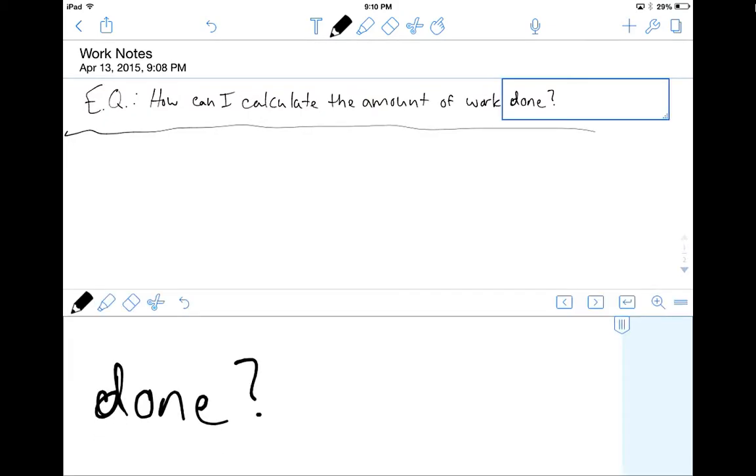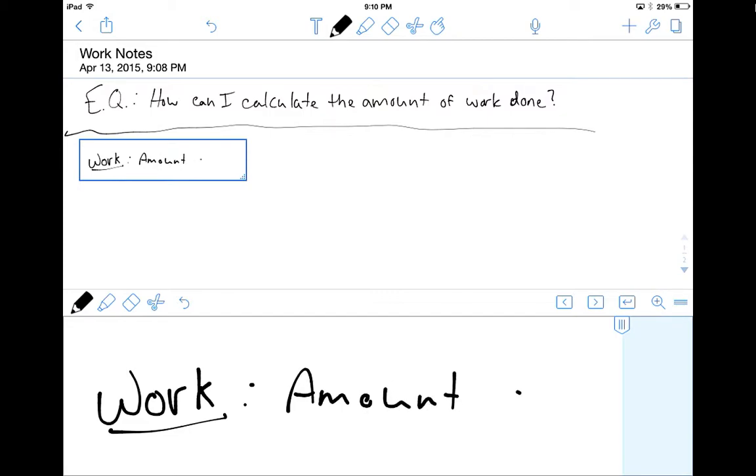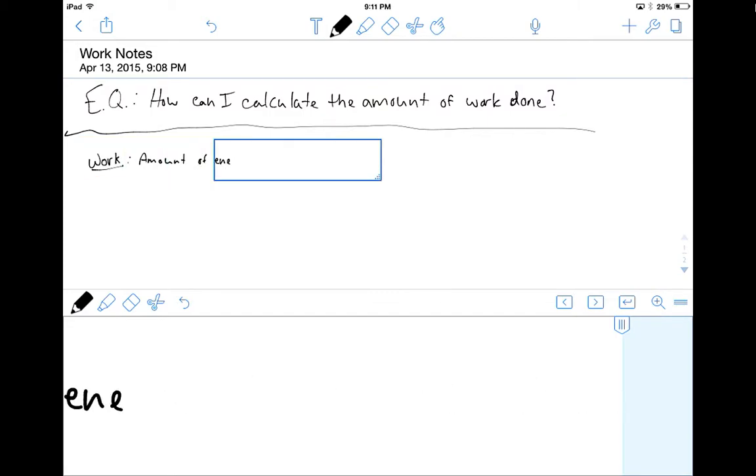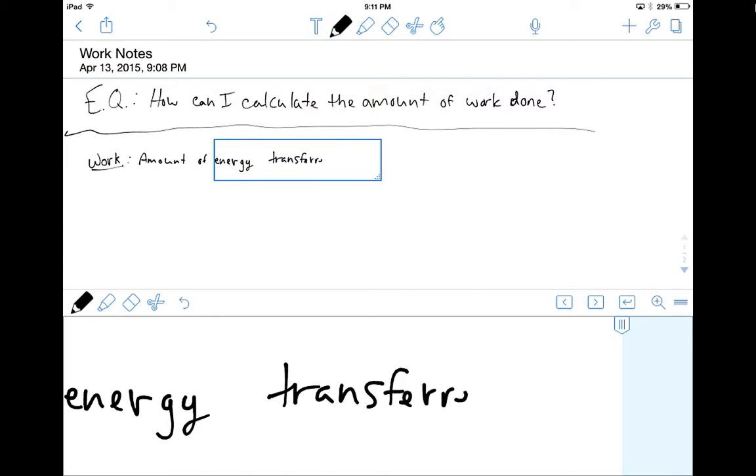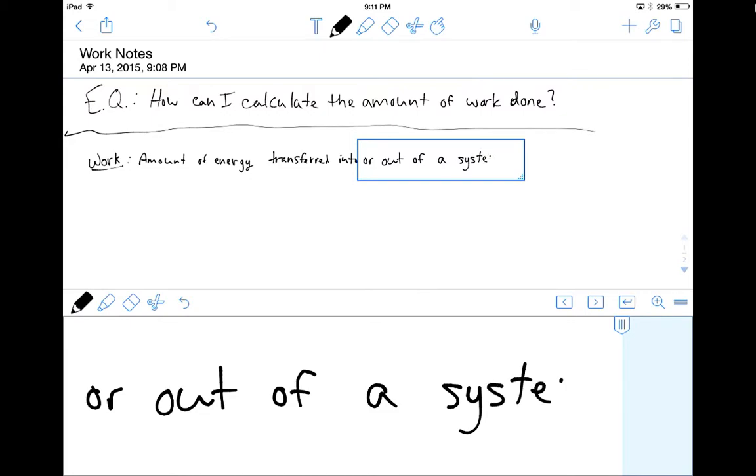Now, before we start talking about calculating work done, I do want to just real quickly redefine work. Let's remember that work is the amount of energy transferred into or out of a system. So it can be the amount of energy transferred into or out of a system.